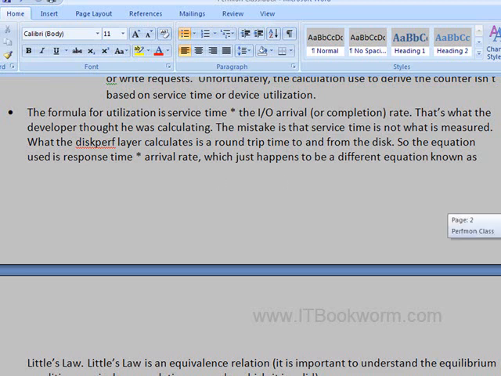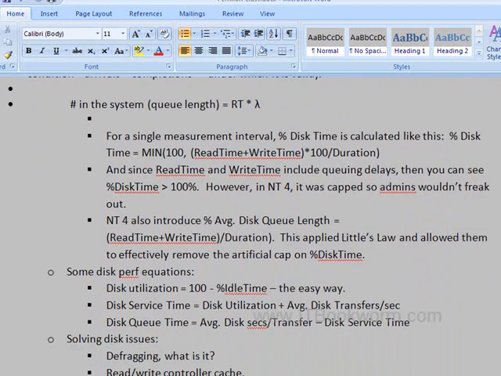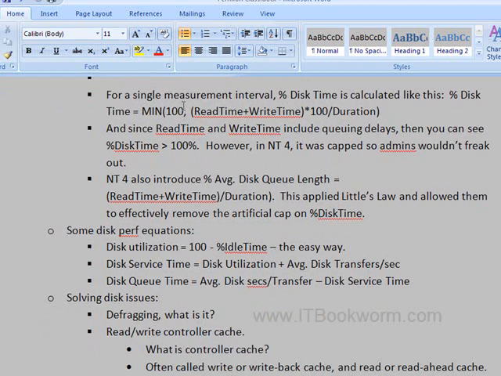And you don't need to look up Little's Law. If you want to, you can. But just know that it's a basic disk queuing calculation. That's actually what's being used there. And this is the way that percent disk time is actually calculated.